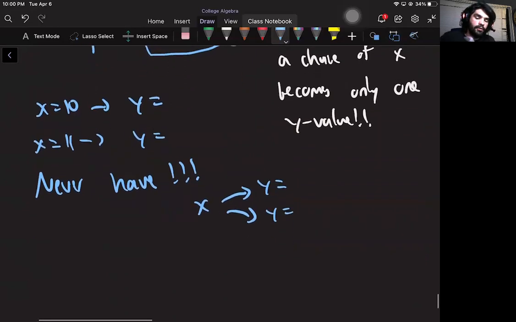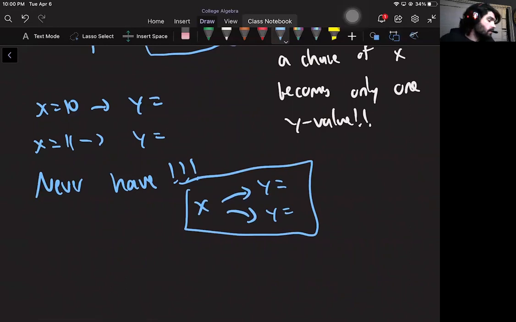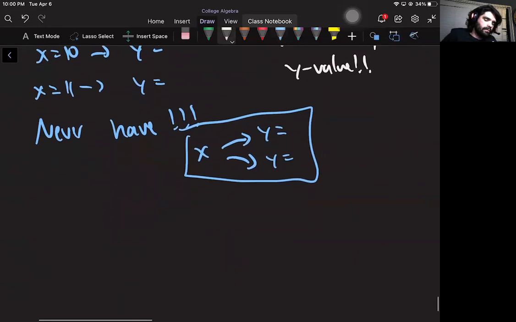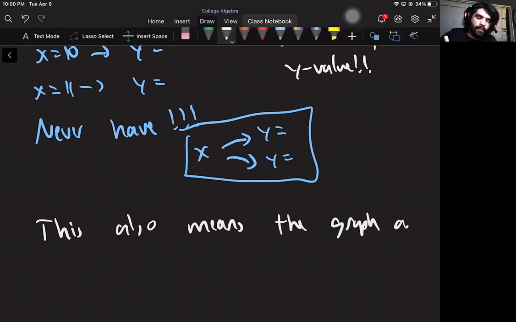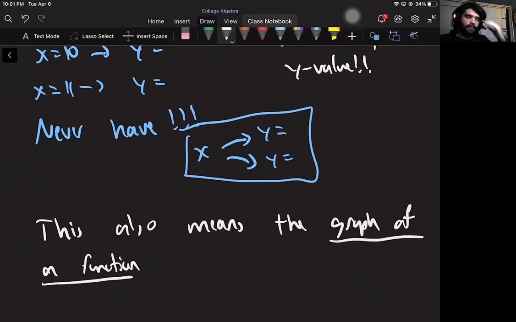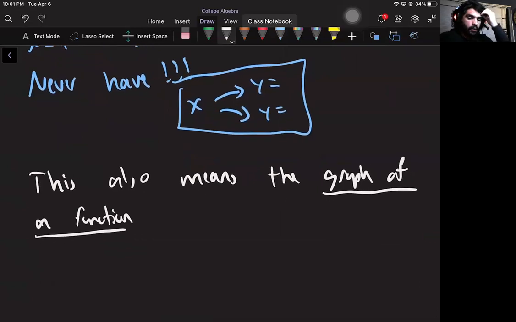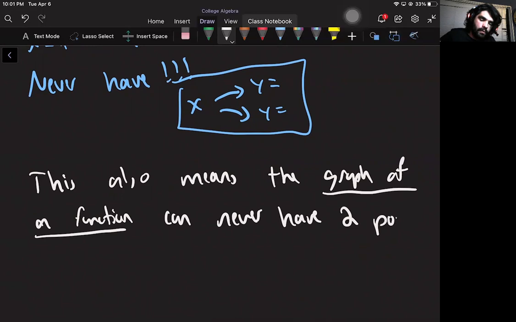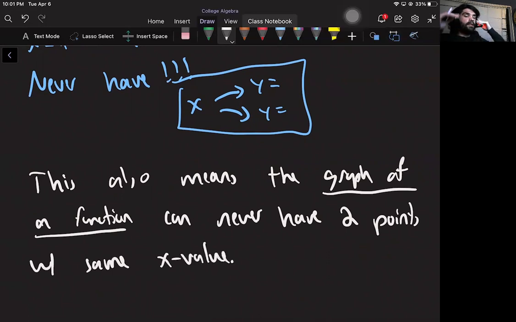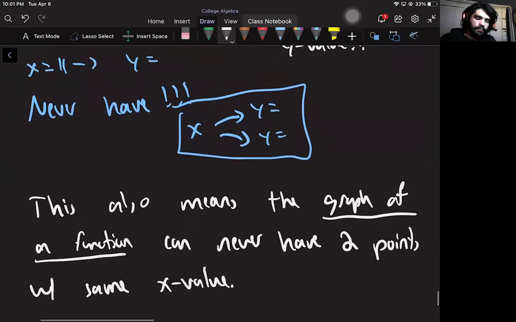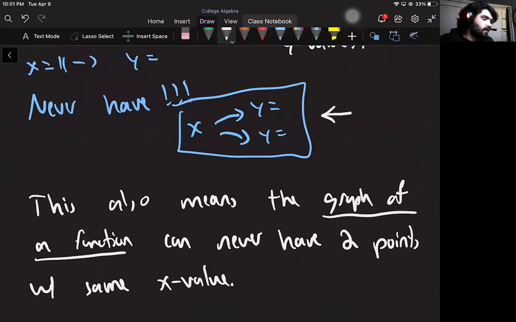Okay. So this situation not happening to be a function also means something about the graph. So this also means the graph of a function, as opposed to the graph of an equation, they're both just the x, y coordinates that work that you get by using the equation or the function, but the graph of a function can never have two points with the same x value. And why is that? It's because if two points had the same x value, that would mean you're in this situation here, which would mean it's not a function.